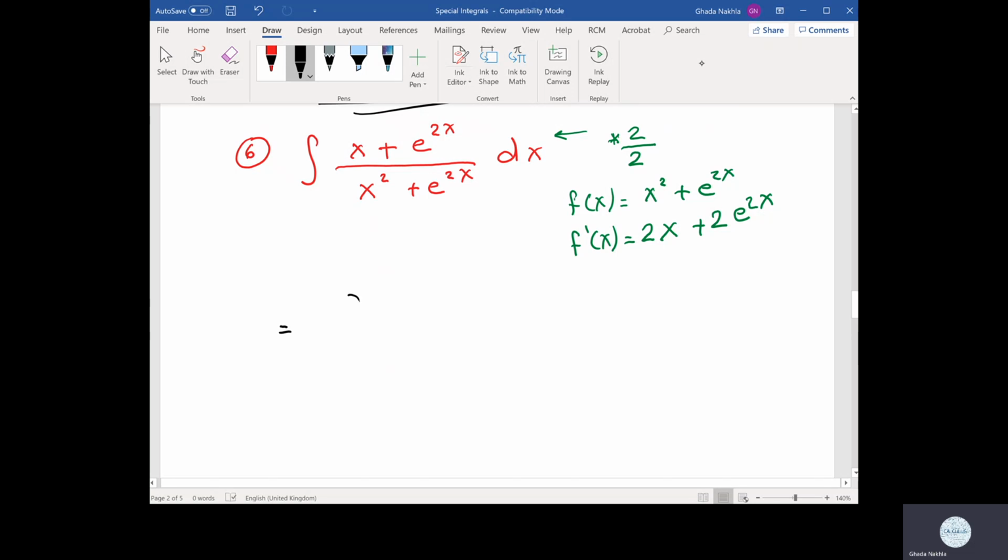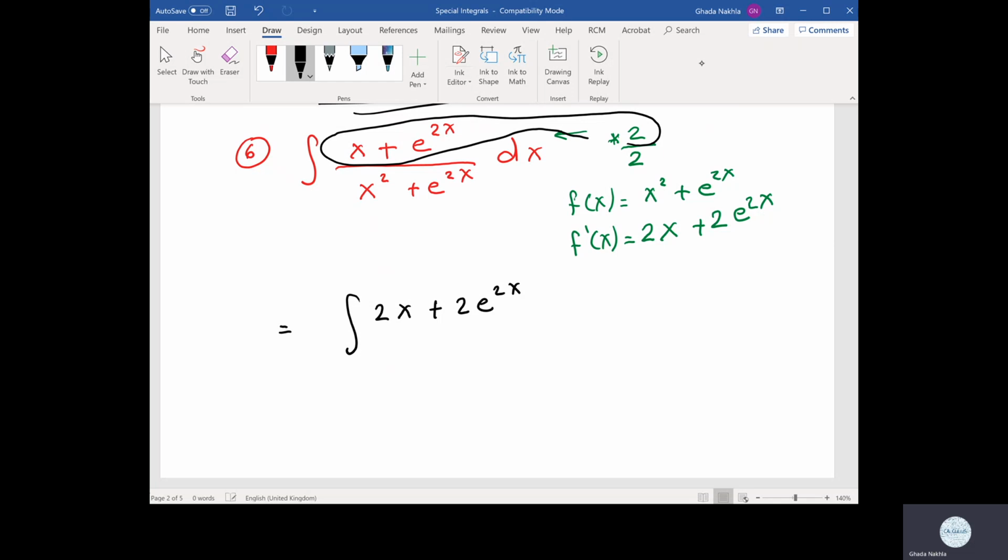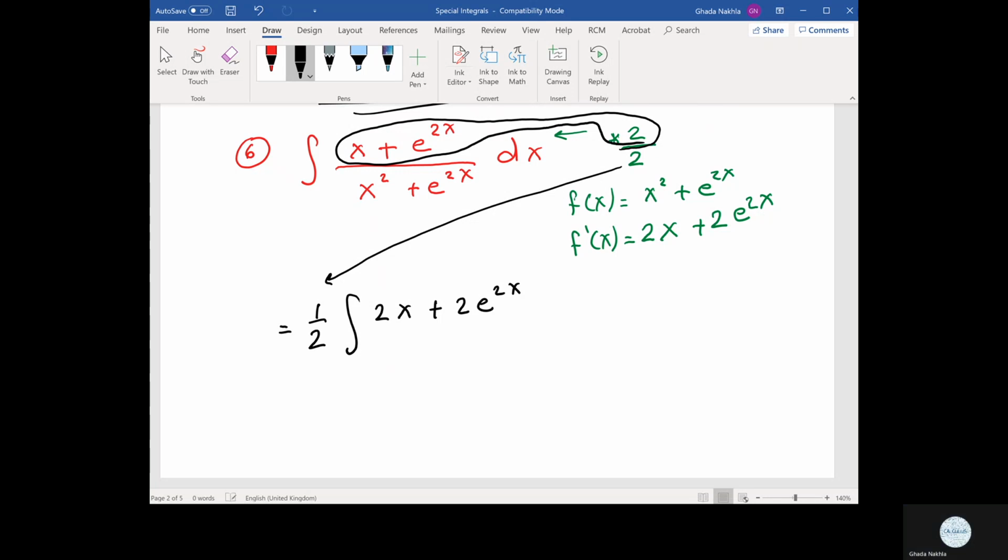And I am integrating 2x plus 2e to the 2x, which is basically the product of multiplying the 2 by the numerator. Okay, and the other 2 comes out of the integration as a half, and then divided by x squared plus e to the 2x dx.